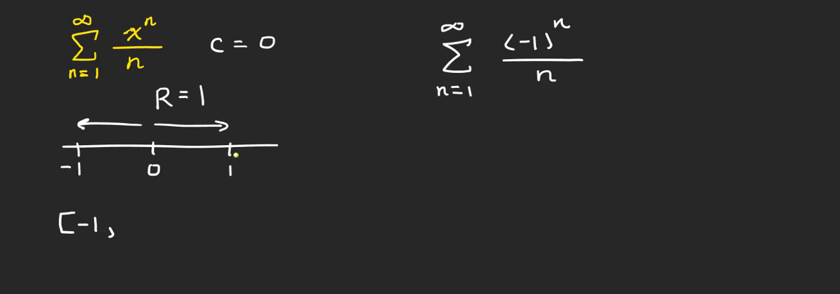Now what about 1? When you plug in 1 instead of x, you get this. And what is that? That's a harmonic series or p-series. And by p-series test, this series diverges. So we cannot include 1 as a solution.